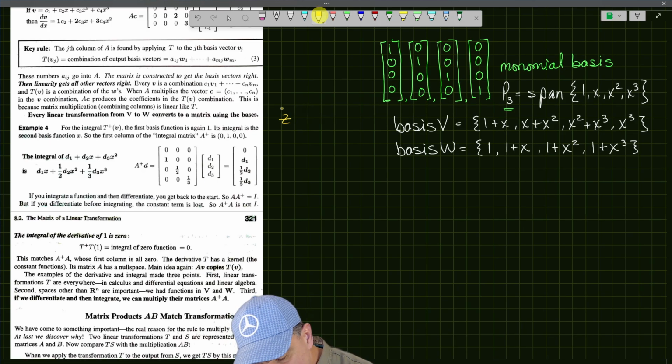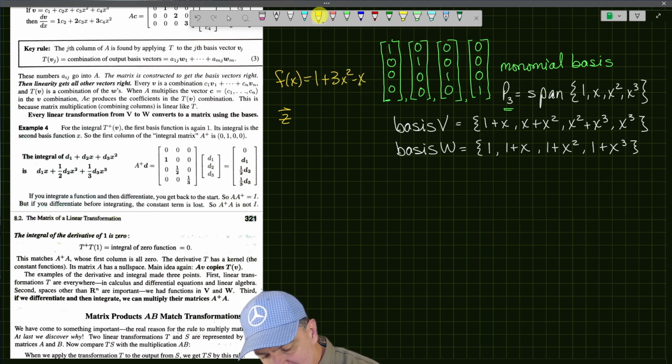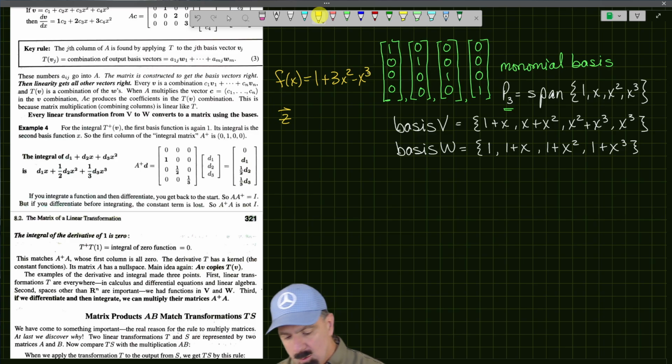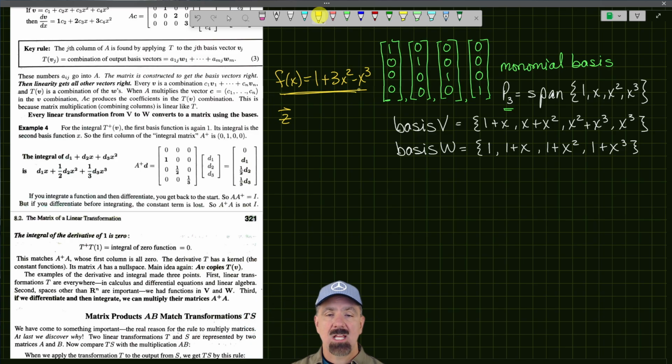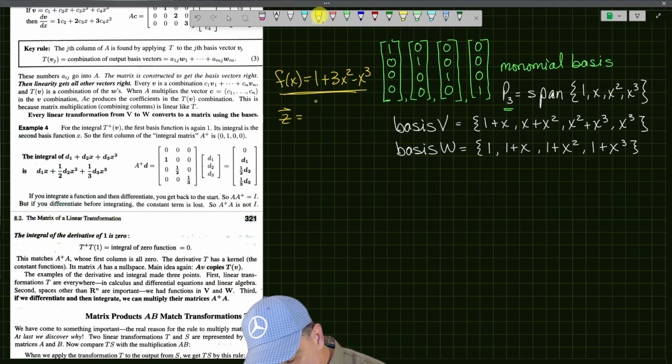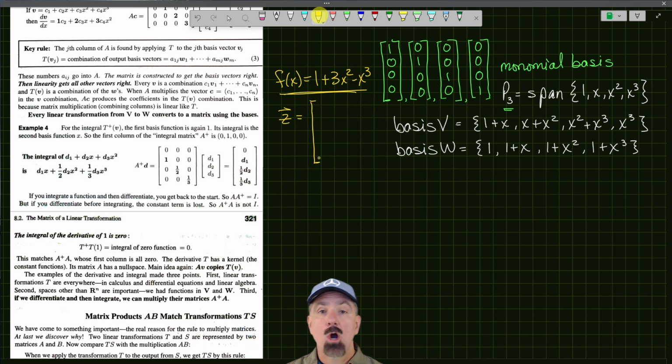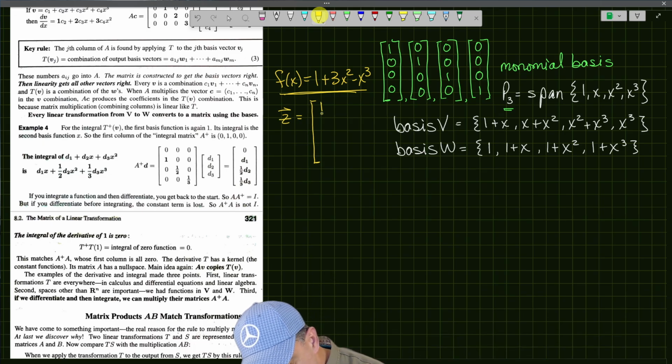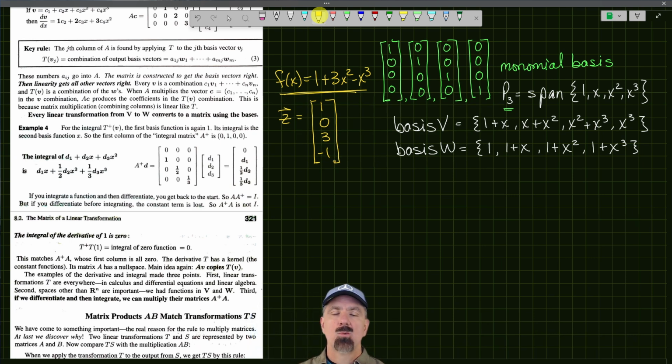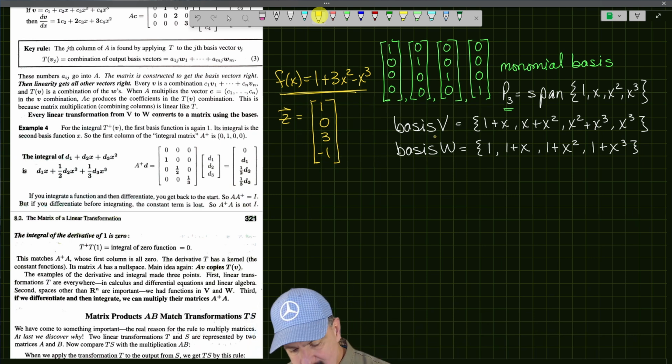So we're going to pick a vector z, and that vector is going to be 1 plus 3x squared minus x cubed. So this is the vector, just like the vector u. We're going to represent this in the monomial basis. So the coefficient vector in the monomial basis, which is how we write things down, is going to be 1, no x's, 3 x squareds, minus 1 x cubed. All right. And what we want to do is transition this to basis V.